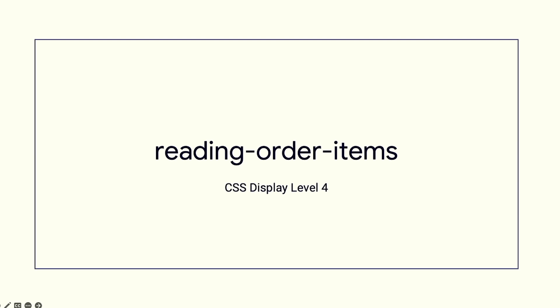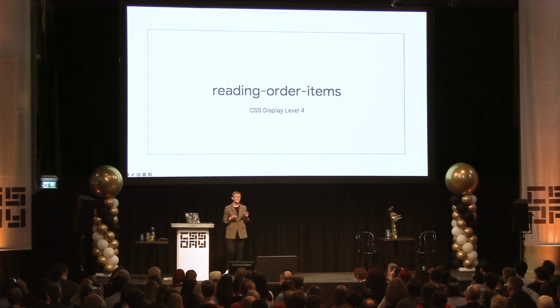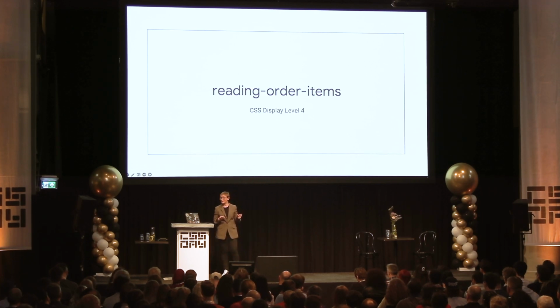So this has been going on for a while. And after a very long time, we might be getting close to a solution, with a property that's currently called reading-order-items. I drafted it into the CSS Display 4 specification. It's very much a draft spec, but a prototype is currently being implemented in Chrome. The engineer, Dee, who's working on that, is here, so you can have a chat with her later as well.